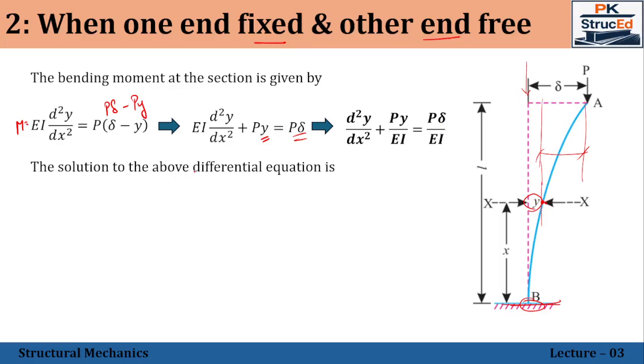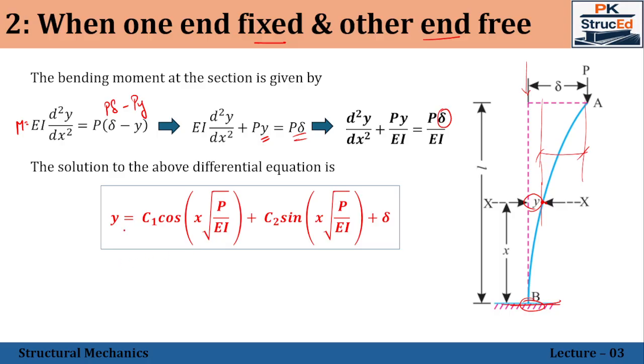Now, this is again a differential equation. So, the solution for this differential equation remains the same with a small variation, that delta alone is an exceptional one in this case. Therefore, y is equal to c1 cos x root over P by EI plus c2 sin x into root over P by EI. This is the constant that we have got in the previous case also, plus this remaining term which is the delta. Now, this c1 and c2 are the constants of integration. Those two things have to be found out by means of the boundary conditions.